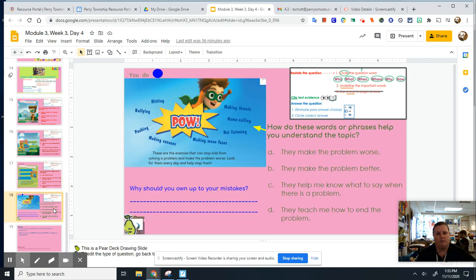Think about that. And when you're ready, turn it into a complete sentence as you type it into the Google Doc. Why should you own up to your mistakes? I should own up to my mistakes because... And then come back when you're ready.